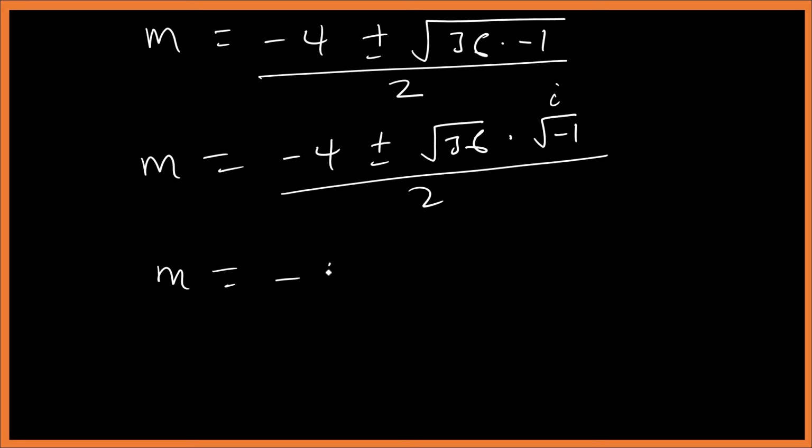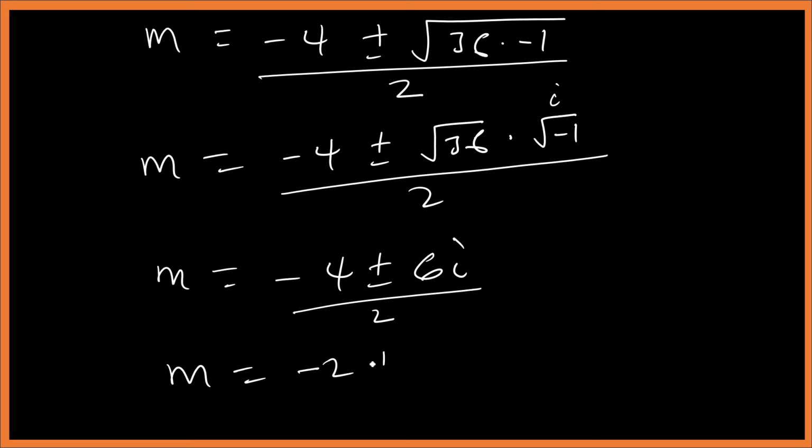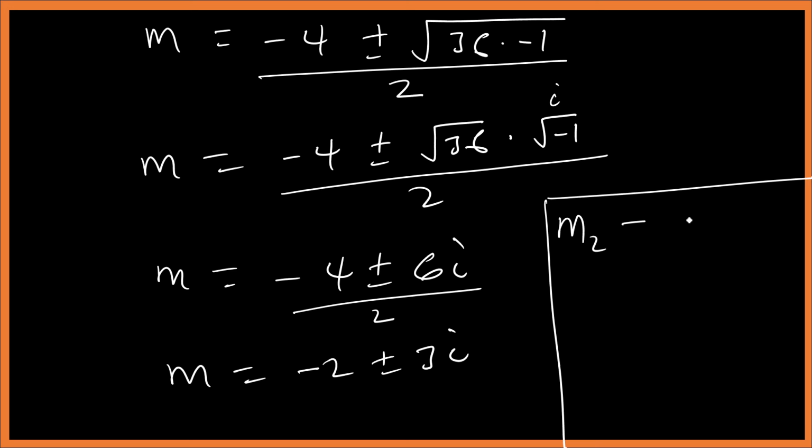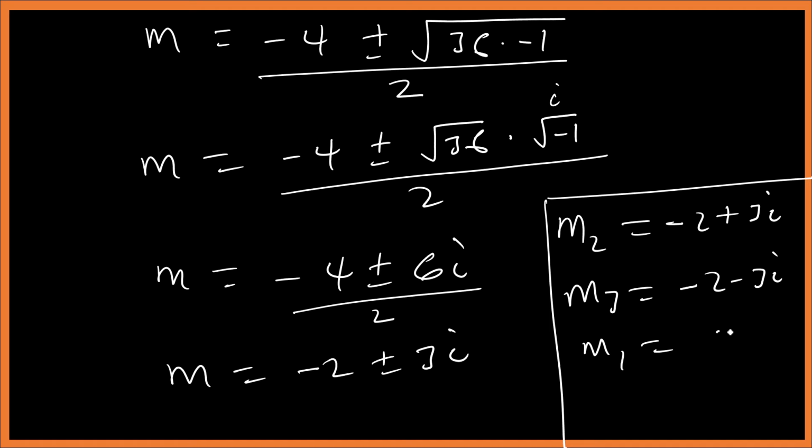So minus 4 plus or minus, this one is a perfect square, so we have 6i on 2. So we have minus 2 plus or minus 3i. So the second answer, that is m2, will be minus 2 plus 3i, and m3 will be minus 2 minus 3i, and my m1 is 3. So those are the solutions to this. All right.